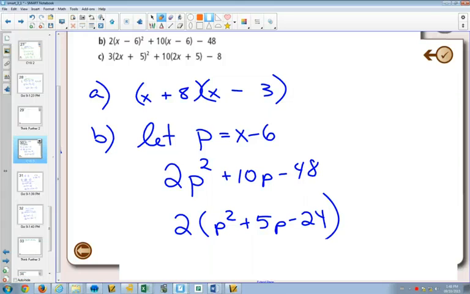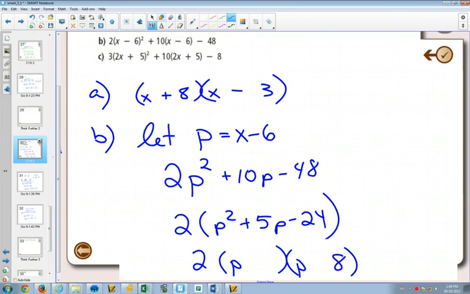Does this ever look like what we started with, doesn't it? Can you see that we've got exactly the same expression that we had in part A? And we already factored that in part A. It's an easy one to factor because the only way you get P squared is P times P. And 8 and 3, you need the 8 to be positive and the 3 to be negative. And it doesn't matter if you did P minus 3, P plus 8, or P plus 8, P minus 3. They're the same thing.